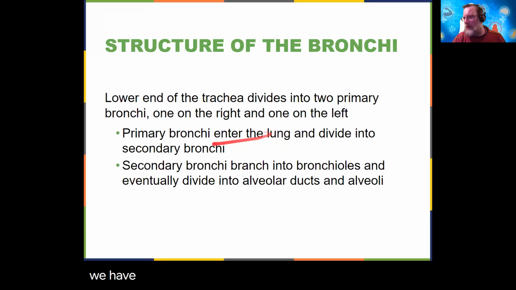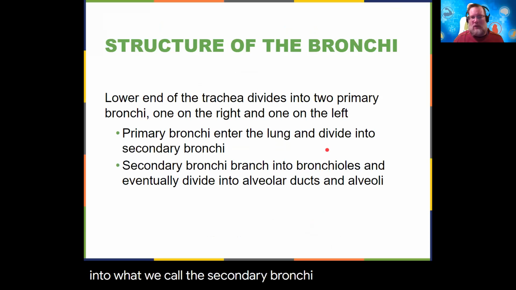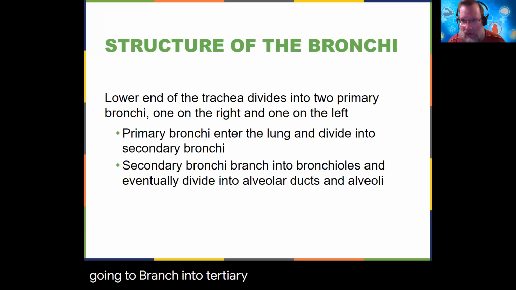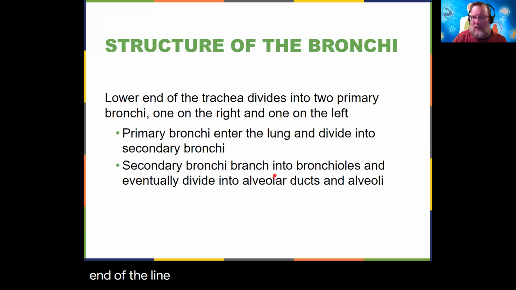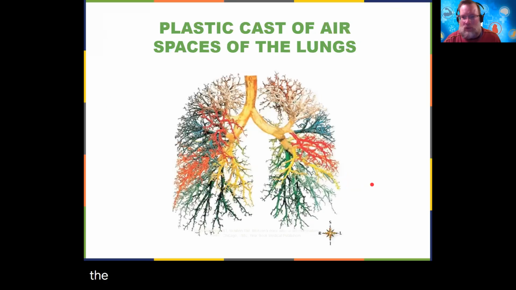So the primary bronchi enter the lung and then divide into what we call the secondary bronchi. And then they're going to branch into tertiary bronchi, as well as what we call bronchioles. A bronchiole is just the smallest of the bronchi, and we're toward the end of the line, heading into ultimately the air sacs or the alveolar ducts.